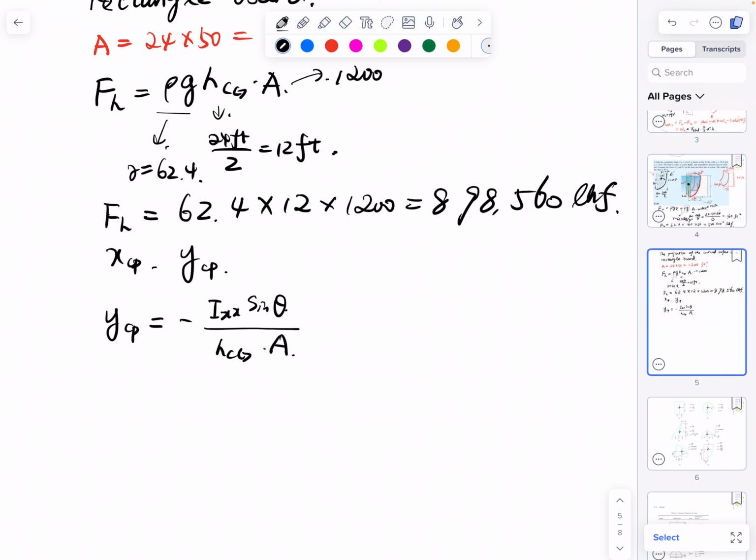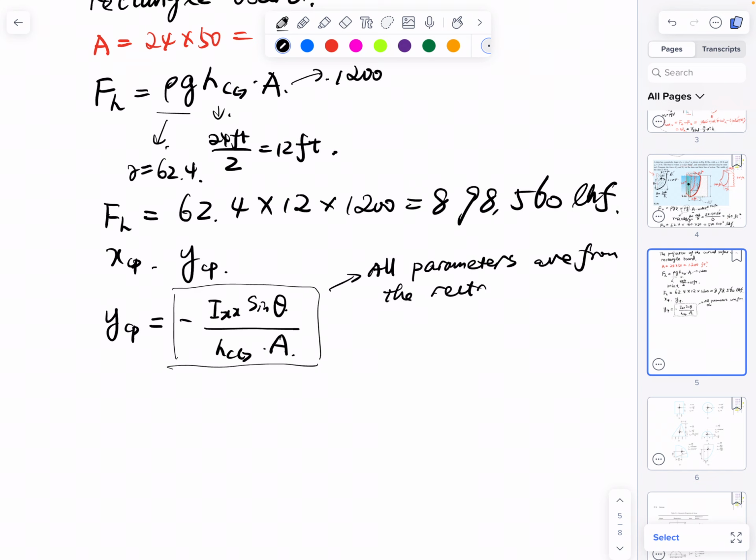All parameters are from the rectangle board. Everything is about a rectangle board. And for a rectangle board, your IXX equals B L to the third divided by 12.